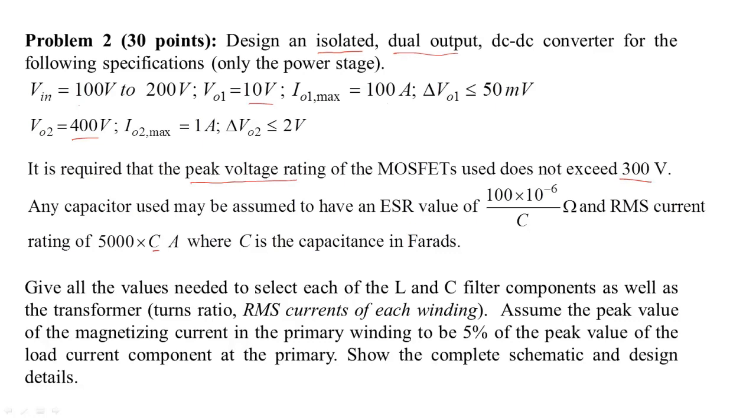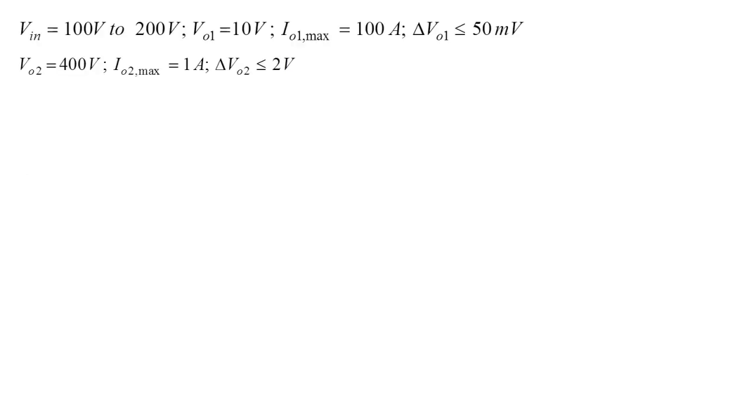And we are given that the magnetizing current can be assumed to be 5% of the peak of the load current component on the primary. Okay, so given these values, you can see that the power level is relatively high. The first output is 10 volts at maximum current of 100 amperes, so that gives you the power in the first output to be 1 kilowatt, and you also have power in the second output as 400 volts times 1 ampere, so another 400 watts, so a total of 1.4 kilowatt converter.